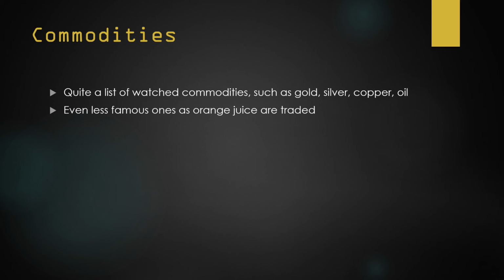Lastly, for commodities, I watch quite a long list of various commodities such as gold, silver, copper, oil, soybeans and whatnot, and even the less famous ones such as orange juice are traded. Same as for Forex and cryptos, within commodities the correlations between them result in seeing similar trading possibilities sometimes, and in those cases we take the highest EV trade.